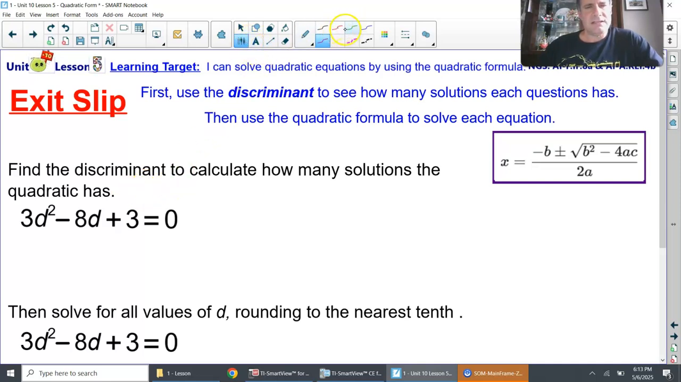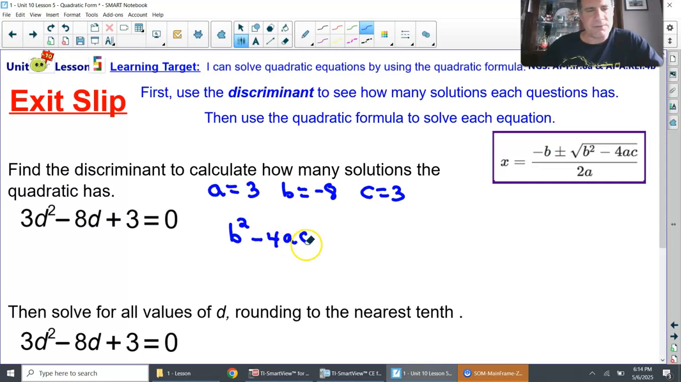So in the exit slip, here we go: find the discriminant to calculate how many solutions this quadratic has. It is in standard form already, so I'm just going to go a equals 3, b equals -8, and c equals 3. And remember, the discriminant is only underneath the radical, so that's all you have to worry about. You don't even have to put the square root. So this is -8 squared minus 4 times 3 times c, which is 3.